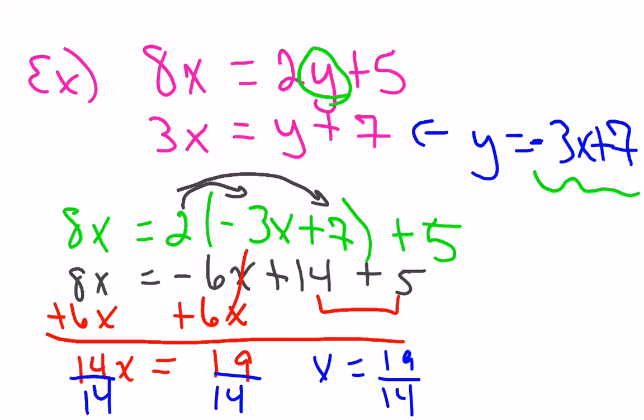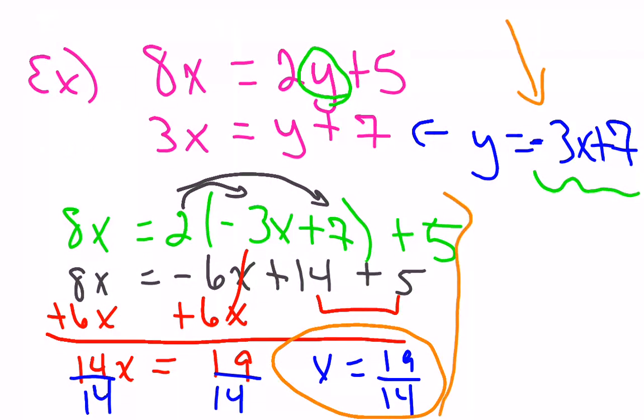But we're not done because remember the solution means that it is the one x and the one y that they cross at. We have found the x, but we need to find the y. So now we can take that x and plug it into this equation here and get the y value. So y equals negative 3 times 19/14 plus 7.